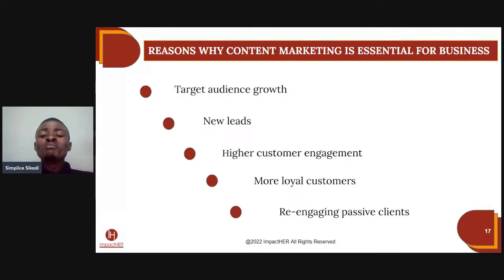Now you can engage with them, and of course you can solve more of their challenges. It helps you to get more loyal customers. When a customer knows that you care about him, of course the person will be loyal. You will be the first person that will come to the customer's mind when the customer has a particular need.